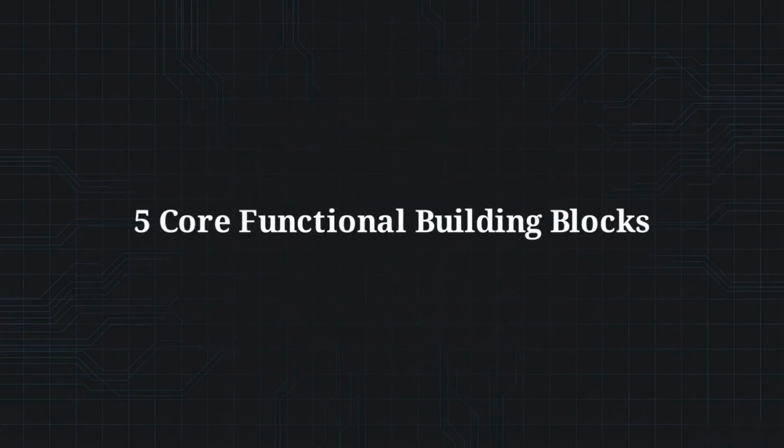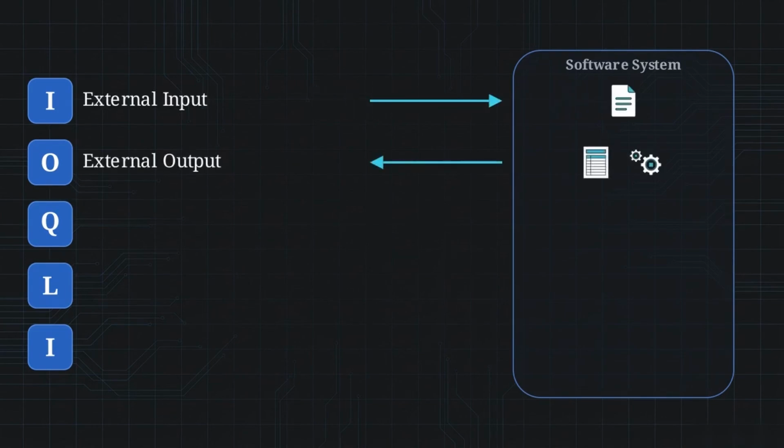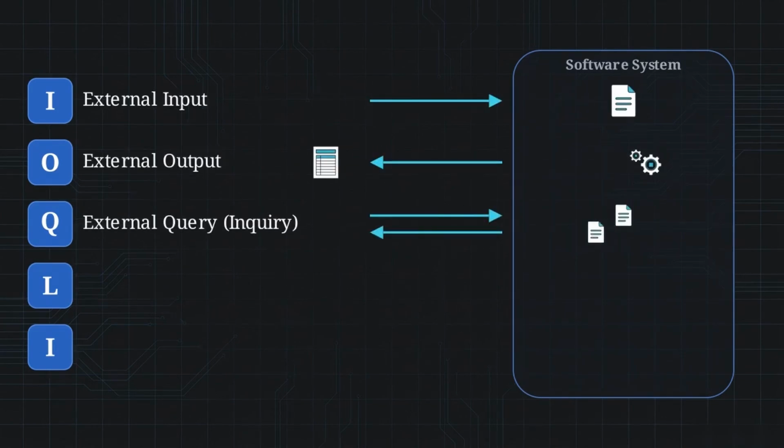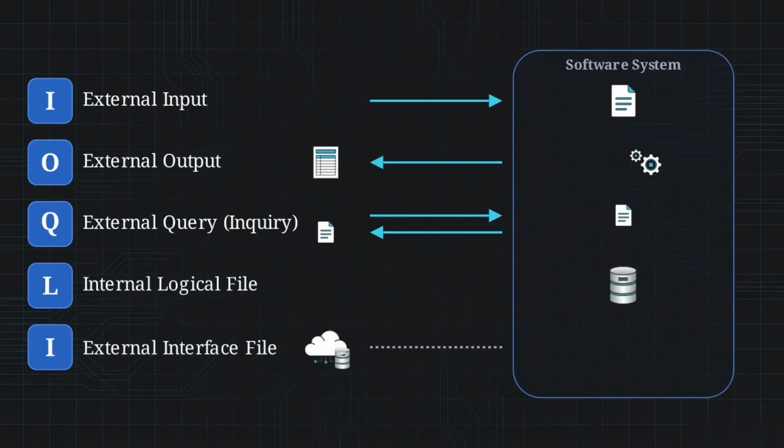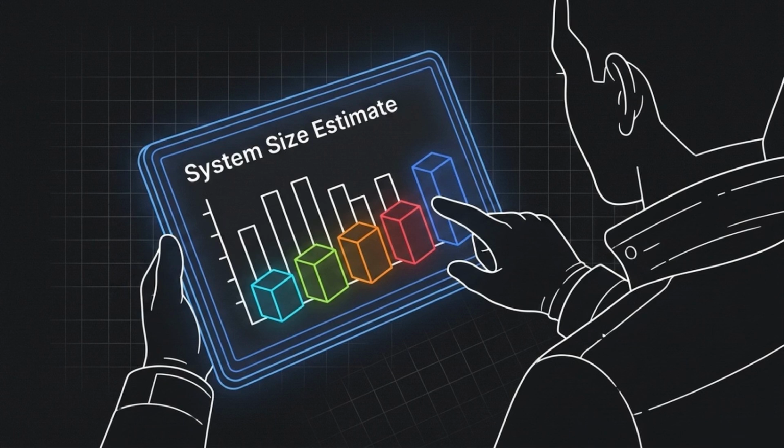The entire process rests on identifying 5 core functional building blocks. A helpful memory trick is the acronym IOQLI. That stands for external input, external output, external query, also called inquiry, internal logical file, and external interface file. By shifting our focus away from the raw code and categorizing the software into these 5 distinct blocks, project managers can establish a standardized measure of a system's size before a single line of code is ever written.